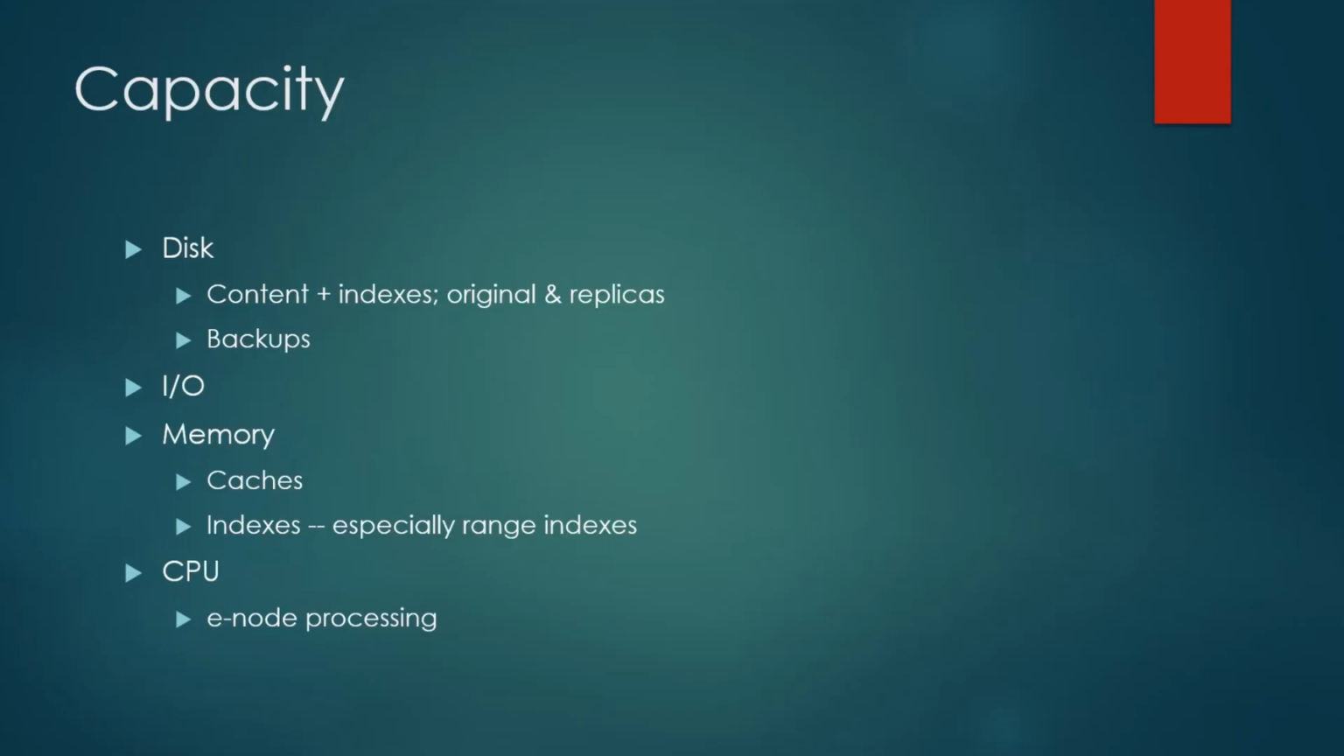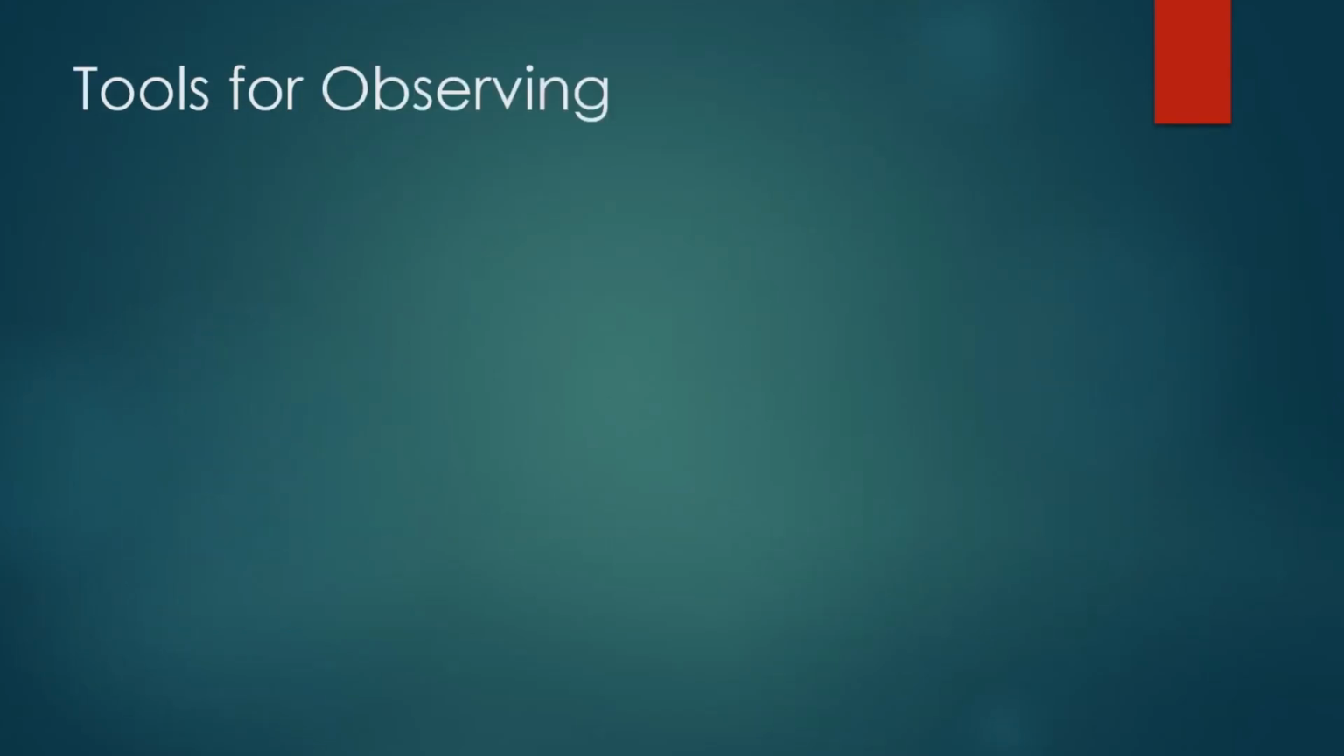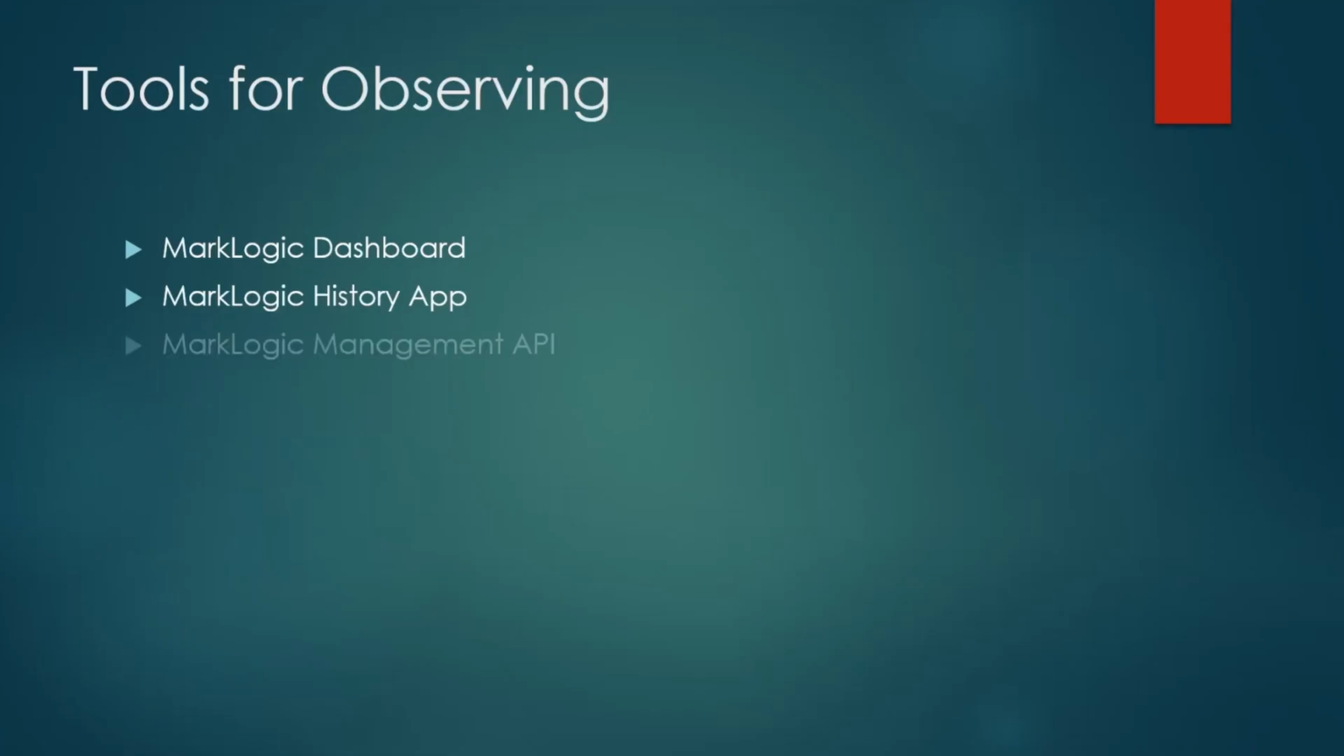So how do we know how we're doing on these measures? MarkLogic gives us some really useful tools. We're going to start with the MarkLogic dashboard, and we'll take a look at each of these in a bit more detail. The dashboard is a really nice way to say, how do things look right now? If we want to look back in time a little more, we have a history application. There's the management API, which is great for ongoing observation of how the system is running. And of course, we can always dive into the logs.